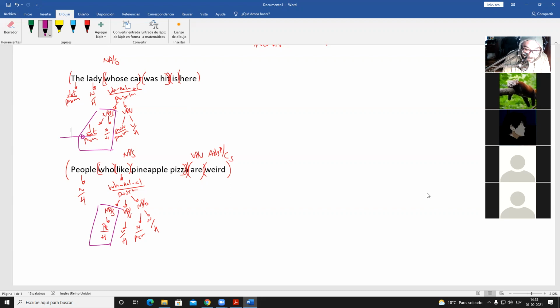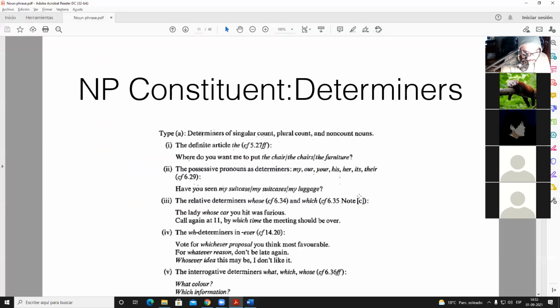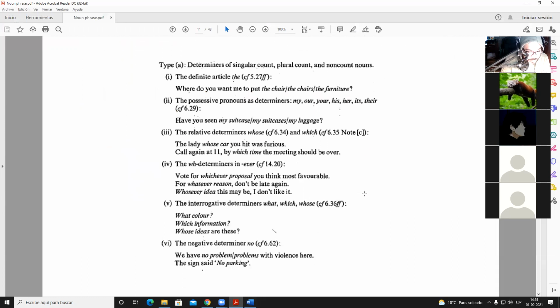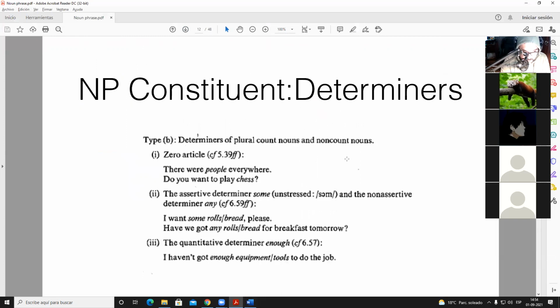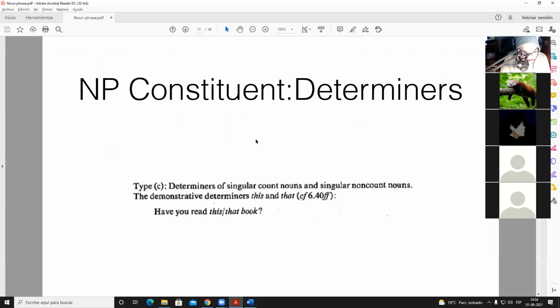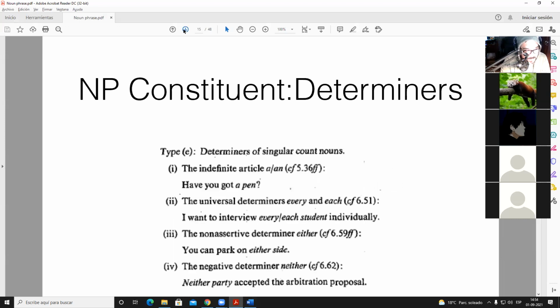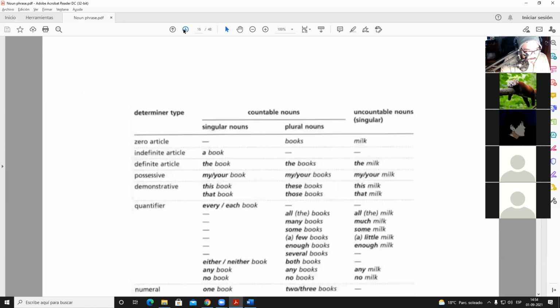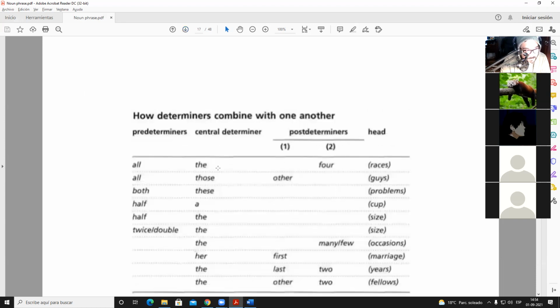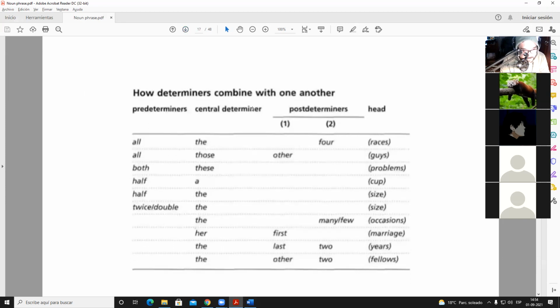Vale, profe. ¿Ok? Avanzo. WH determiners, interrogative determiners, negative determiners. Todo esto ya lo vimos. Determiners of plural count nouns, no voy a decir nada, ya lo vimos también. Determiners of singular countable, uncountable, I won't say anything about this. Singular count, nothing new. This is a summary. This is the best summary for determinative phrase. I told you that. Okay, you have to remember this.